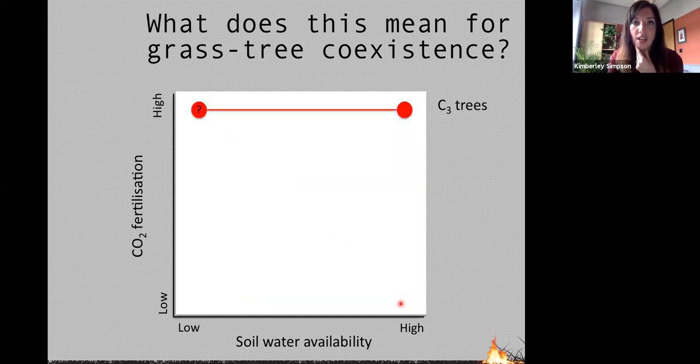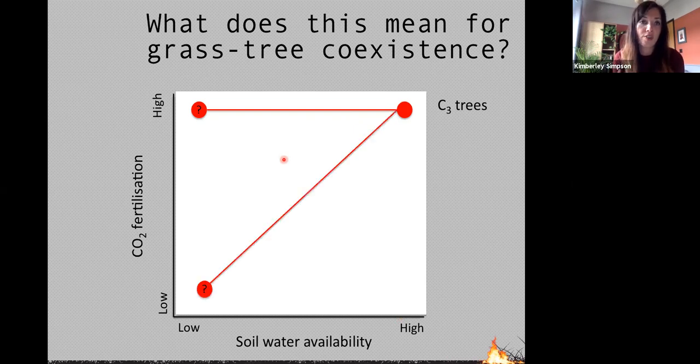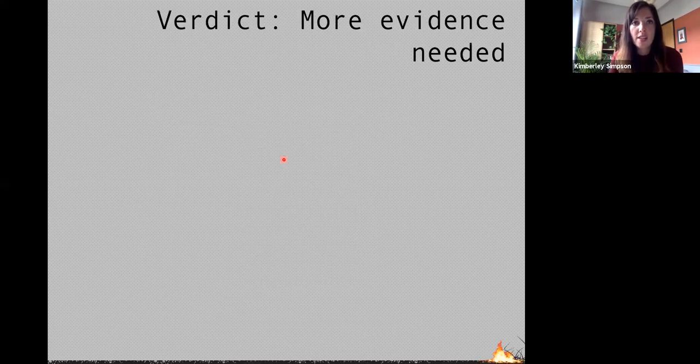For C3 trees, we know that when there's lots of water available, they show a high CO2 fertilization effect. Whether this is maintained when soils dry out, through increased water use efficiency, or whether this fertilization effect goes away, is not clear at the moment. And data from other C3 species suggests that elevated CO2 doesn't always lead to conserved soil water. So what we need in terms of this interaction between water and CO2 in driving encroachment is more evidence.